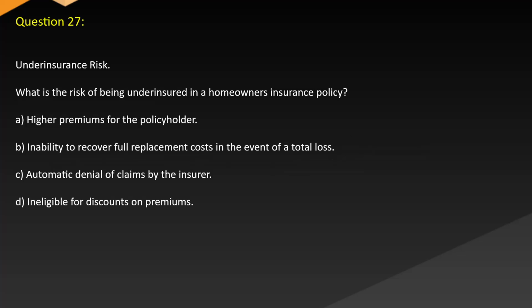Question 27. Underinsurance risk. What is the risk of being underinsured in a homeowner's insurance policy? A. High premiums for the policyholder. B. Inability to recover full replacement costs in the event of a total loss. C. Automatic denial of claims by the insurer. D. Ineligible for discounts on premiums.